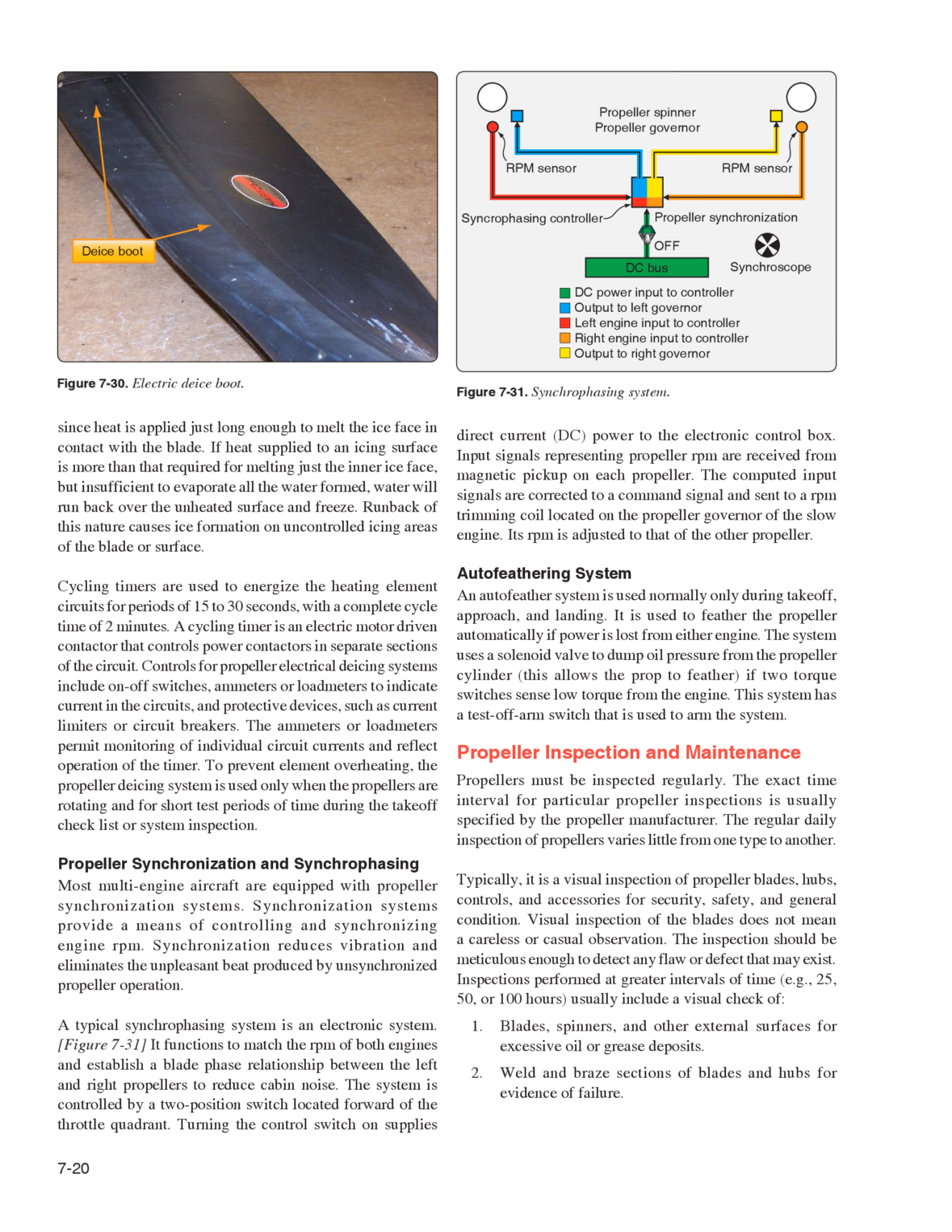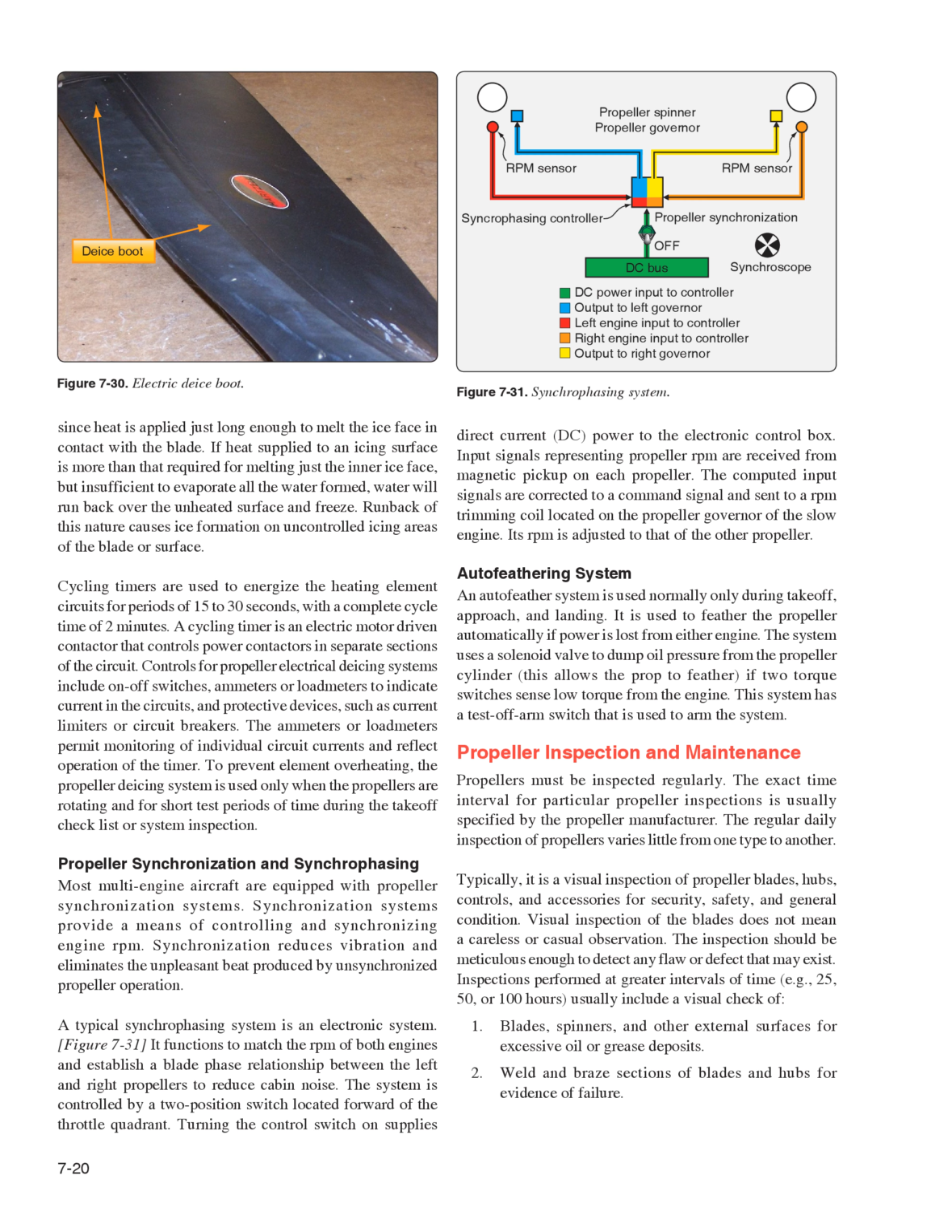A typical synchrophasing system is an electronic system. Figure 731, it functions to match the RPM of both engines and establish a blade phase relationship between the left and right propellers to reduce cabin noise. The system is controlled by a 2-position switch located forward of the throttle quadrant. Turning the control switch on supplies direct current, DC, power to the electronic control box. Input signals representing propeller RPM are received from a magnetic pickup on each propeller. The computed input signals are converted to a command signal and sent to an RPM trimming coil located on the propeller governor of the slow engine. Its RPM is adjusted to that of the other propeller.